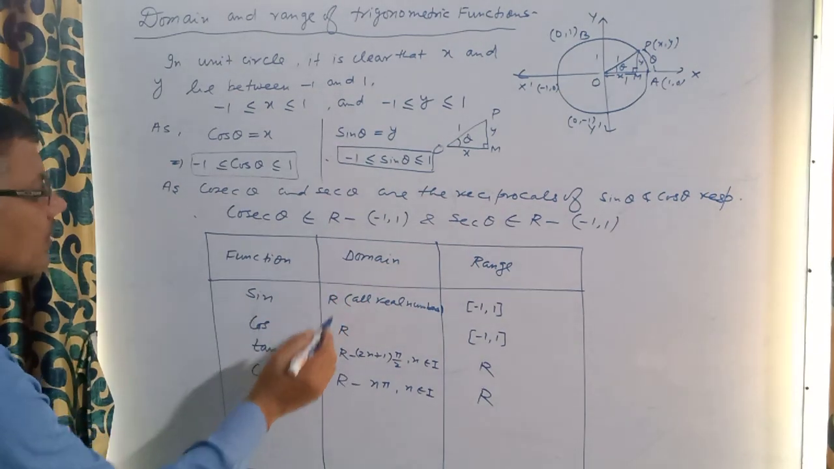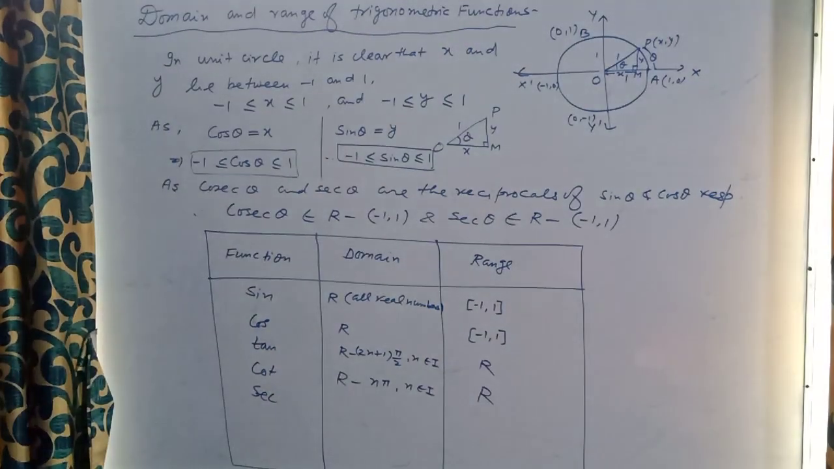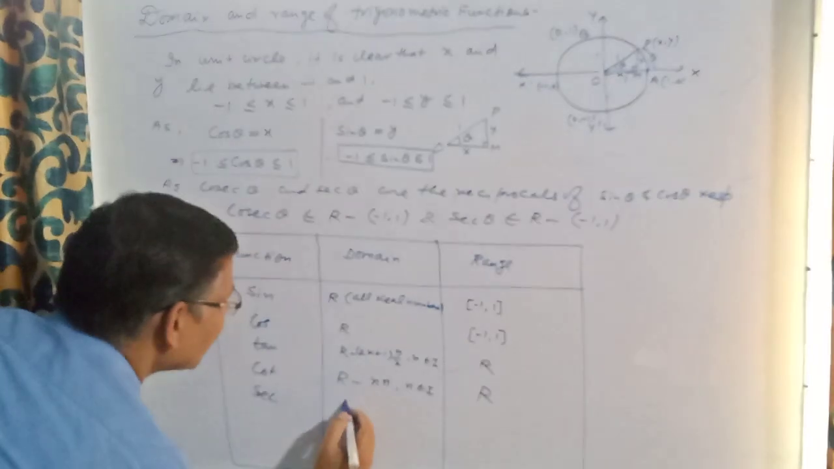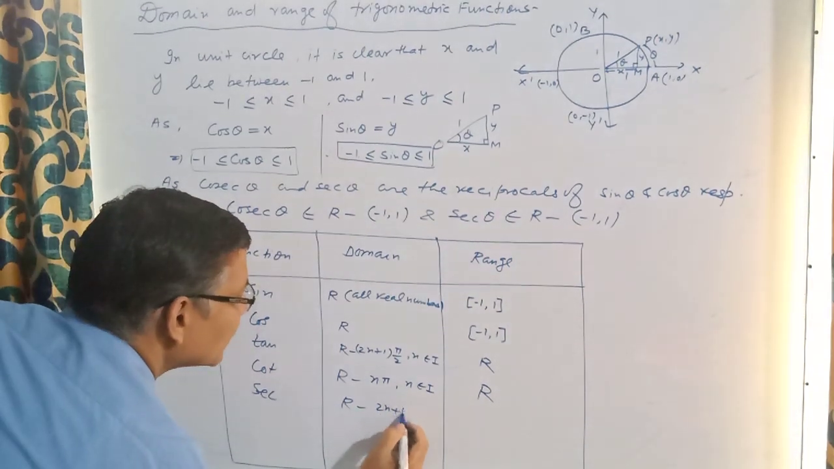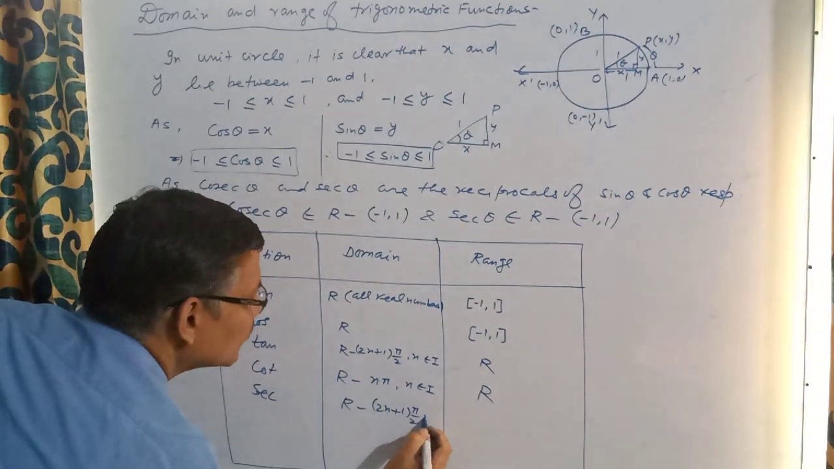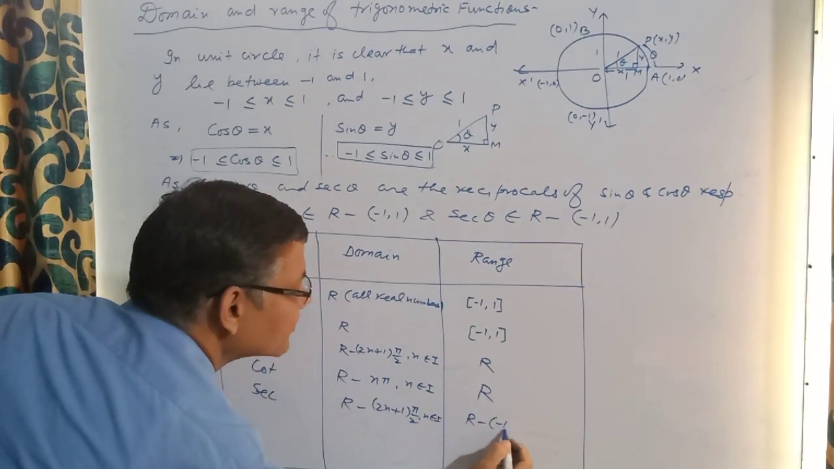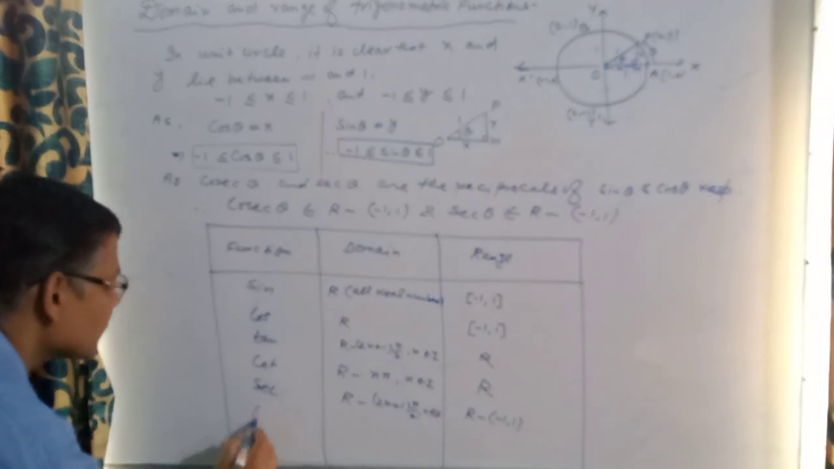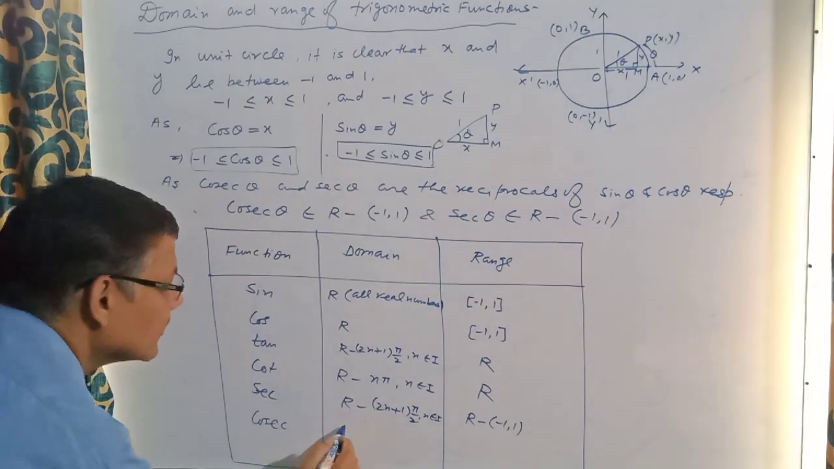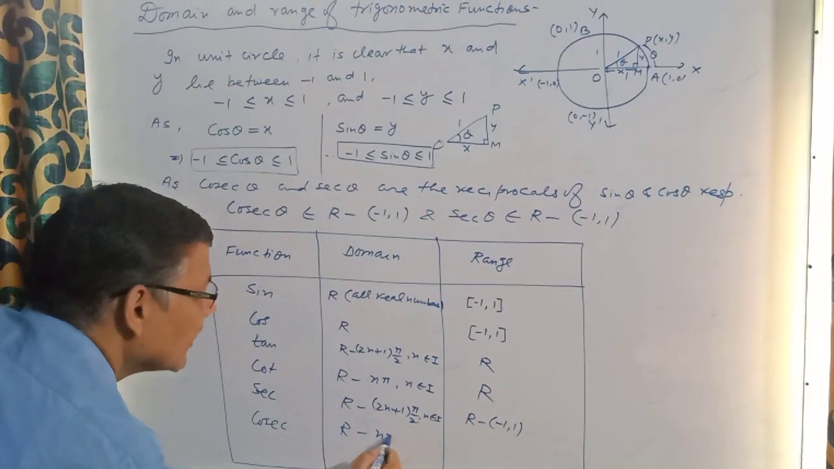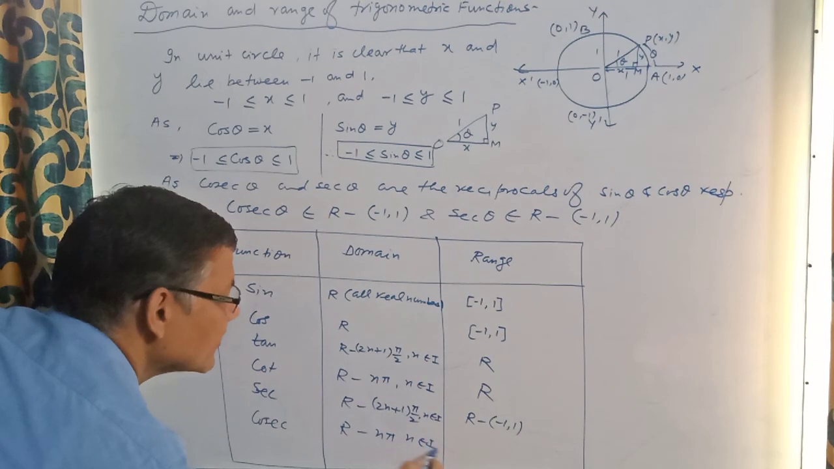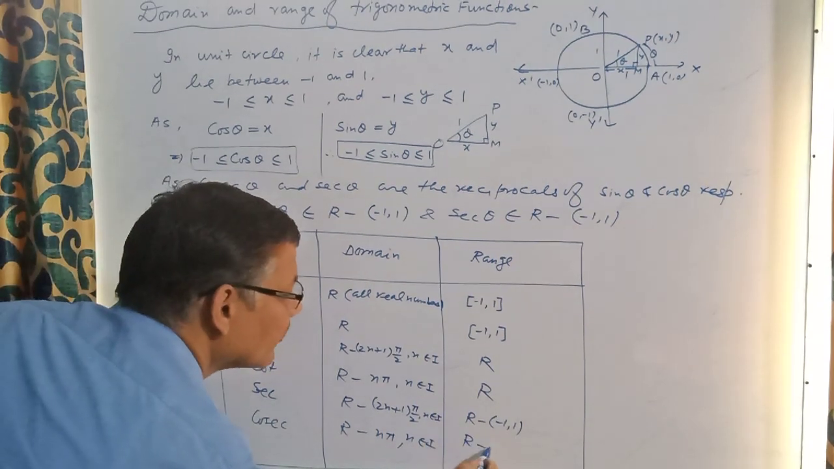What about the domain? What type of values does it take? It is 1 by cos, so again R minus (2n plus 1) into pi by 2, where n is any integer, and the range is R minus the interval from minus 1 to 1. The last one is cosec, that is again R minus n pi, where n is any integer.